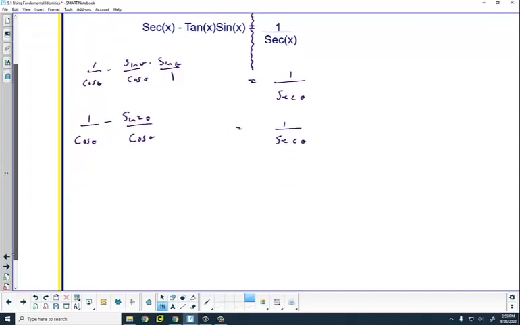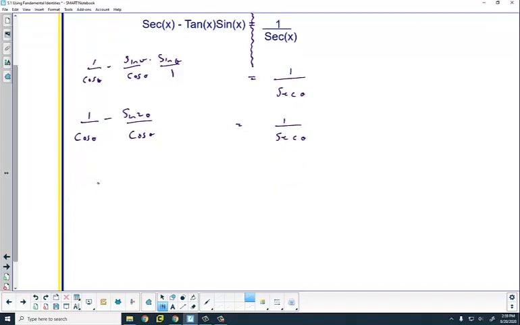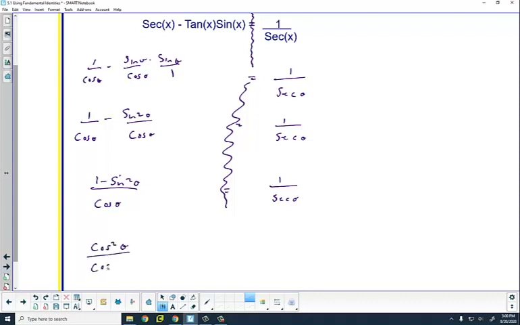All right, we have common denominators, lucky us. So our common denominator is cosine, and 1 minus sine squared in the numerator. This is going to be 1 over secant. So again, I have not crossed the river here. I have not taken anything from the left side to the right side and vice versa. 1 minus sine squared. Look at your Pythagorean identities. What is 1 minus sine squared? And if you got cosine squared, you're right. All right, 1 over secant.